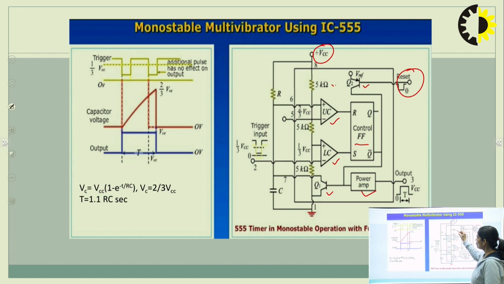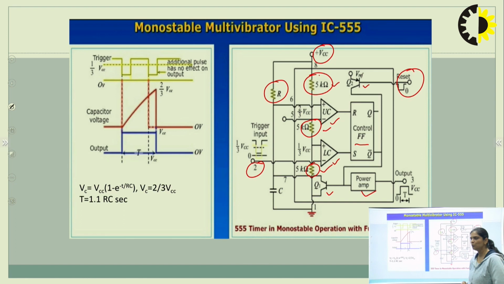Here are three resistances. Why is this 555 timer known as the 555 IC? Because in this functional diagram of the 555 timer IC you are using three resistances of 5 kilo ohm. That's why it is known as the 555 timer IC. In this functional diagram of the monostable multivibrator, three resistances of 5 kilo ohm are there, and a resistor is connected between VCC and this capacitor, and the capacitor is connected to ground. On the second pin we give the triggering input.